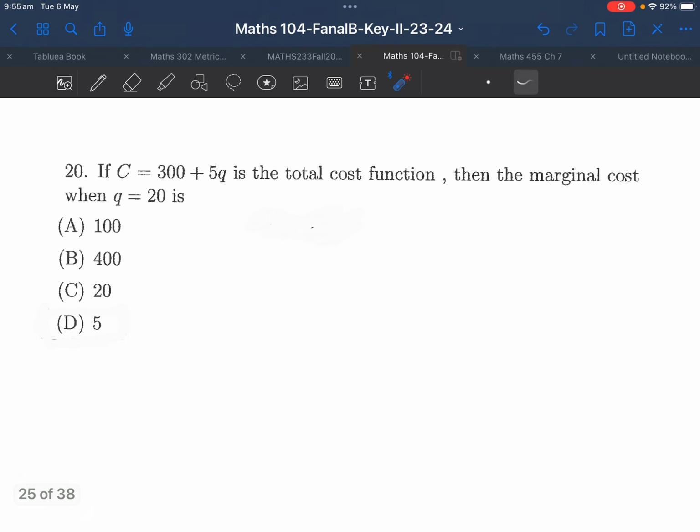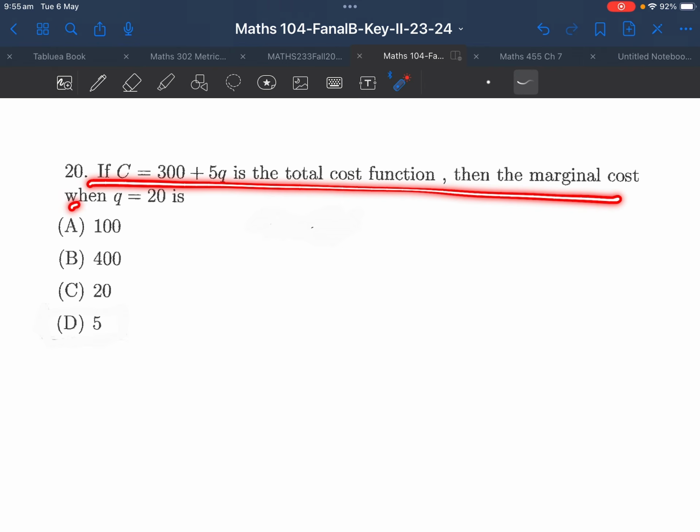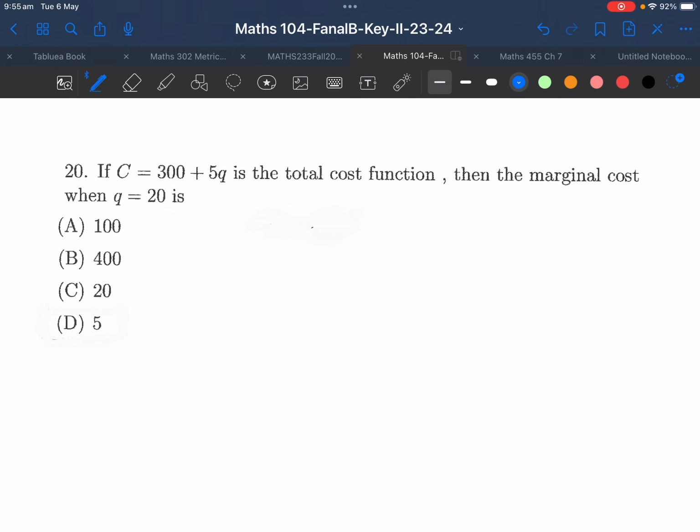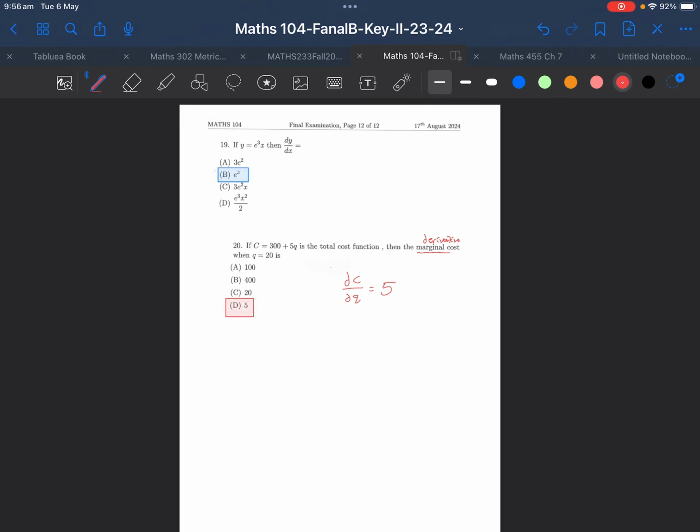And finally, we have the total cost, and we need to substitute it here. So we need to find the marginal cost. Remember, the marginal cost is another way of saying this is the derivative. So what is dC by dq? Just 5. So the answer here is very simple. The answer is clearly only 5.